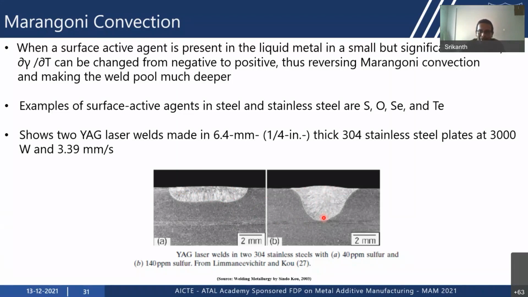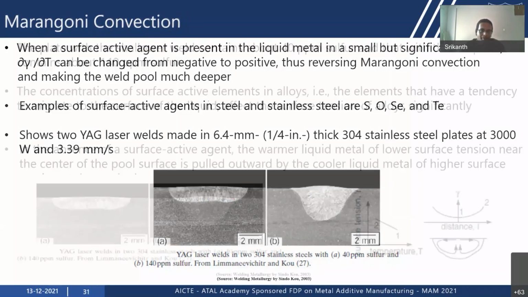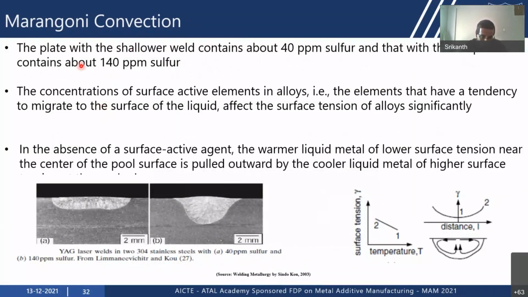Okay, so this clearly shows the influence of the surface active elements on the direction of Marangoni convection. So here, if you see again, as I show here, when you have a low concentration of surface active element, what happens is that you have the warmer liquid metal of low surface tension near the center of the pool surface. This is pulled outward by the cooler liquid metal of higher surface tension. So essentially, in this case, the dγ/dT is less than 0. So you have the warmer liquid metal of low surface tension being pulled towards the boundary of the pool, where you have cooler liquid metal of higher surface tension.